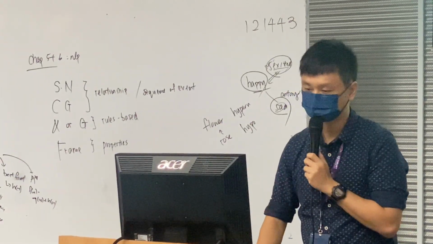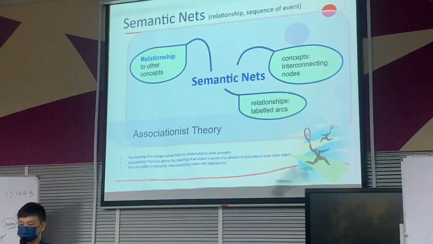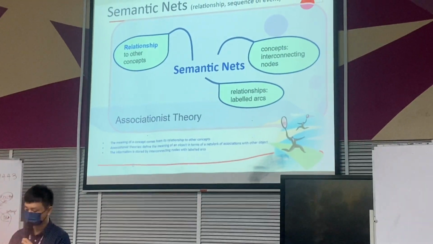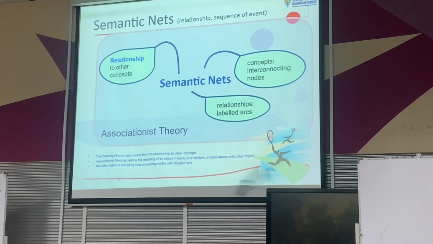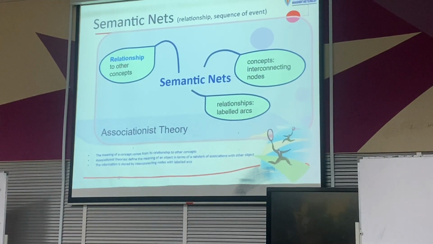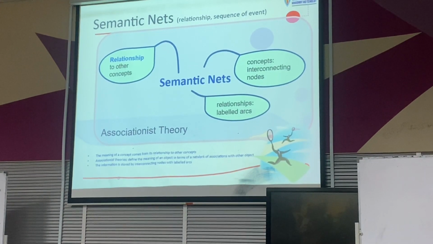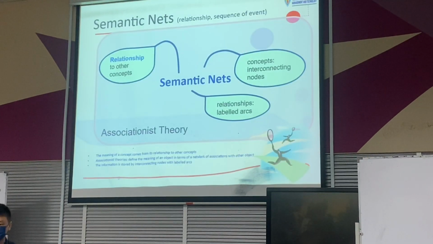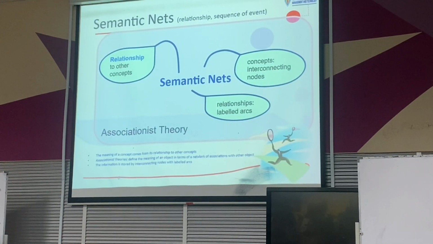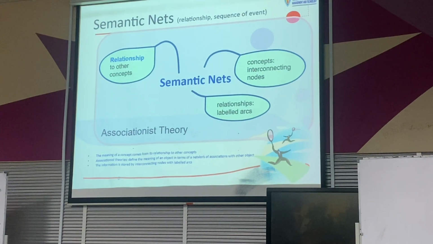This one is not important here. So what are semantic networks? They show the relationship to other concepts. Under the concept of semantic networks, there are several terms that you have to take note of. The first one is called nodes. A node here is to show a concept. So this is the node to show the concept. This is a concept, this is a concept.